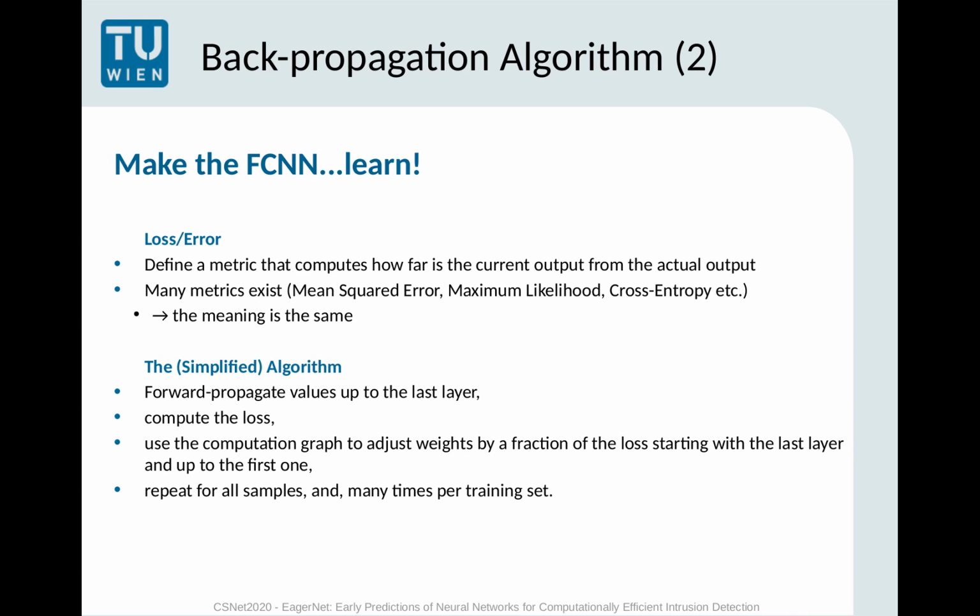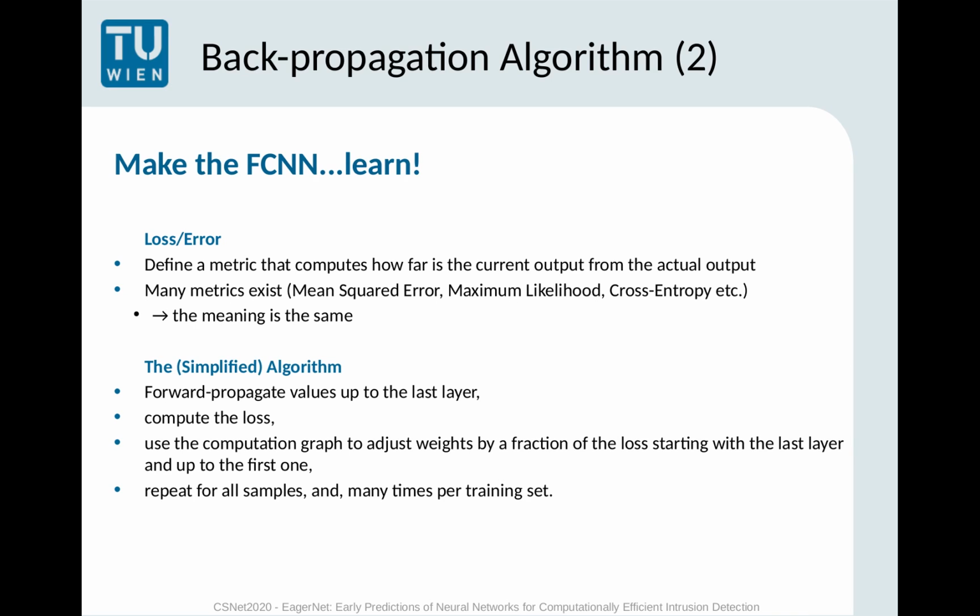And first of all, I have to define a loss or an error. And basically what the loss or the error is, is just how far our output is from the actual output that we want. And for that, we can use some distance metric. There are many metrics that are developed, so the mean square error, maximum likelihood, or cross entropy, etc. But the goal is the same. It just tells us how far we are from the actual output. And then the algorithm works the following way.